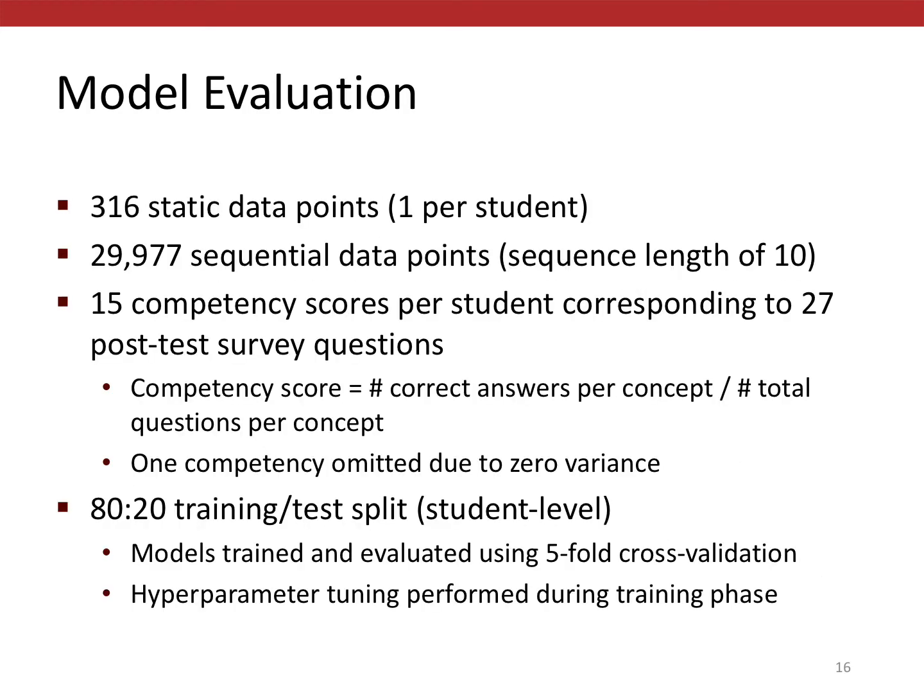The static dataset consisted of 316 feature vectors, 1 per student. The sequential dataset consisted of about 29,000 subsequences after subsampling using a sequence length of 10. We used 27 of the post-test survey questions to calculate 15 distinct student competencies, removing 1 competency that contained 0 variance and was predicted perfectly by all models. Each competency score was the number of correct answers for post-test questions related to a single competency over the total number of post-test questions for that competency, resulting in a concept having a corresponding competency score between 0 and 1 for each student.